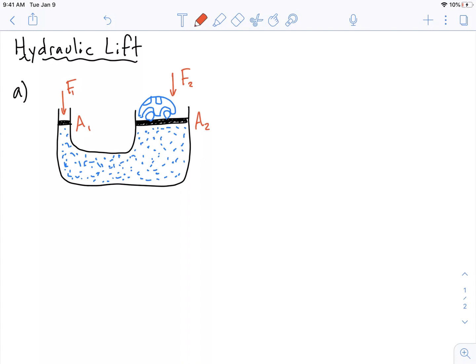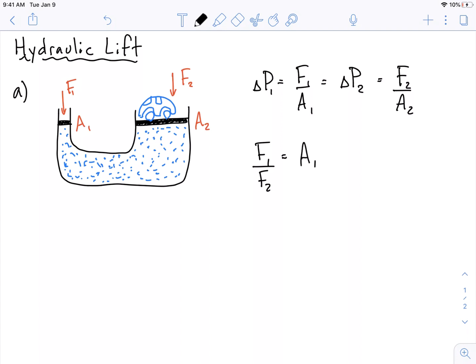What Pascal's principle says is when I push down with F1 and I make some pressure that is some delta P1, which is equal to F1 over A1, well, that's equal to the change in pressure at piston 2, which is equal to F2 over A2. And so we have this ratio, which we can easily solve for. So we can just manipulate this a bit to get this in terms of F1 over F2 is equal to A1 over A2.